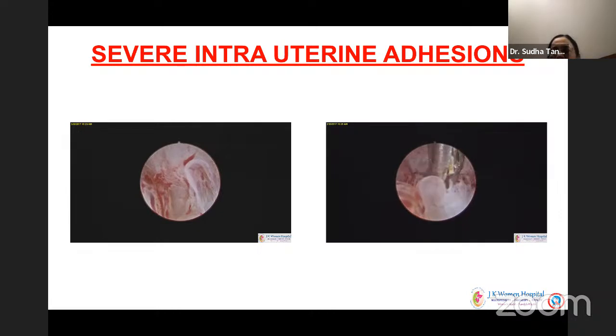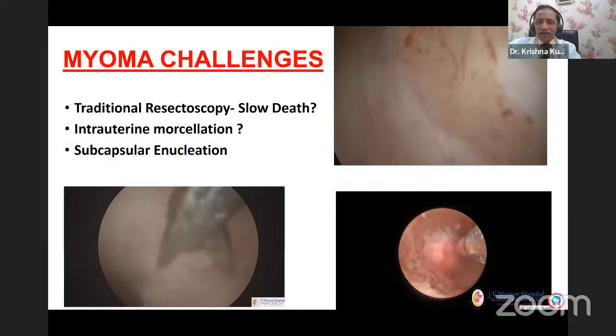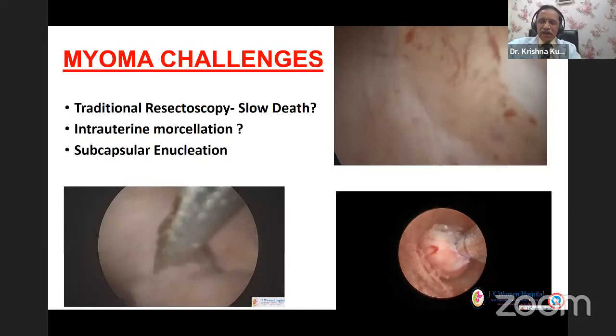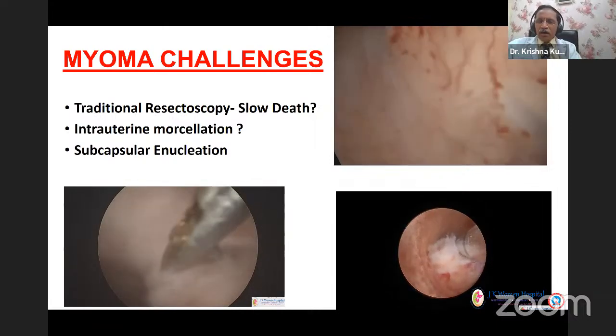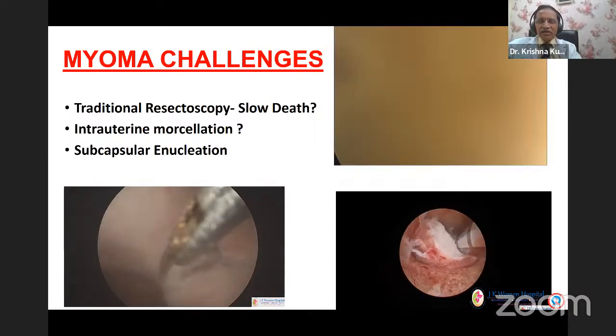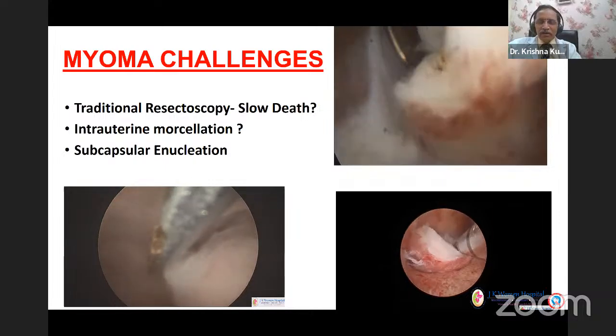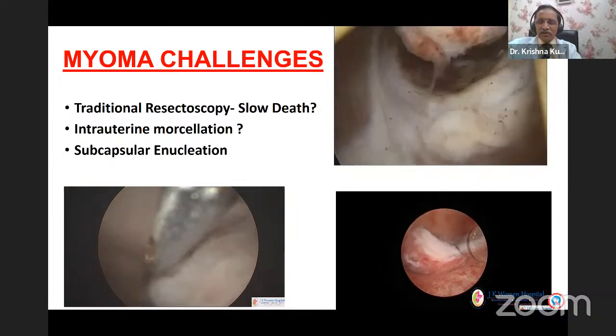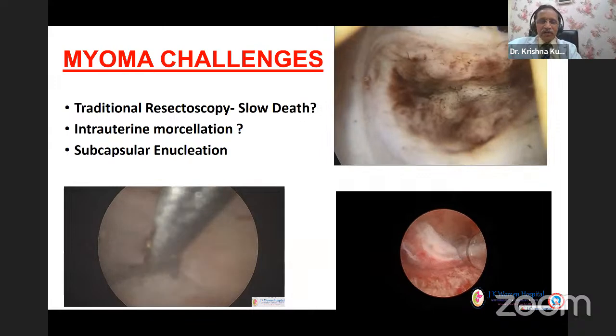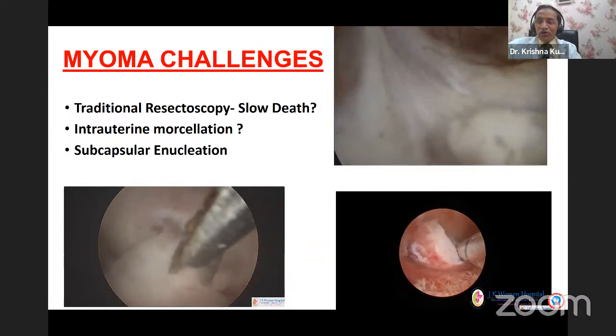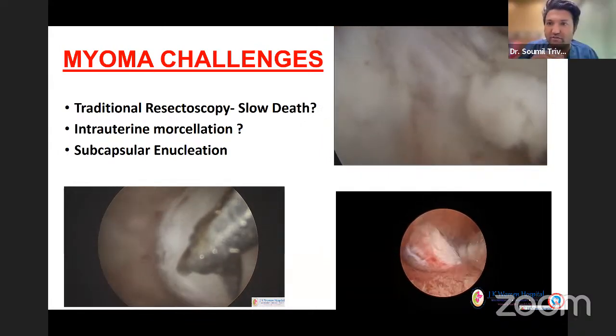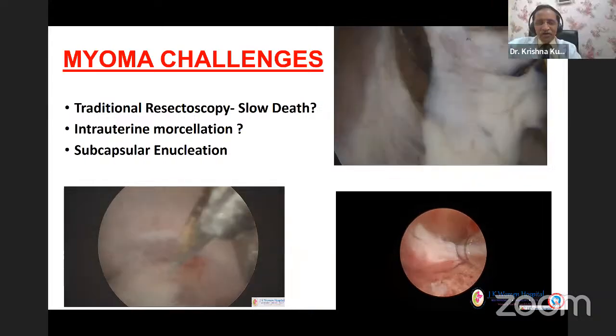Right. Okay. Now, myoma, I thought I had mastered by resection. But today, I heard in a webinar last year that resectoscopy is having a slow death. Go for intrauterine morcellation. And Dr. Sergio and others have started subcapsular enucleation. So which is the right way to do? What should I do now?